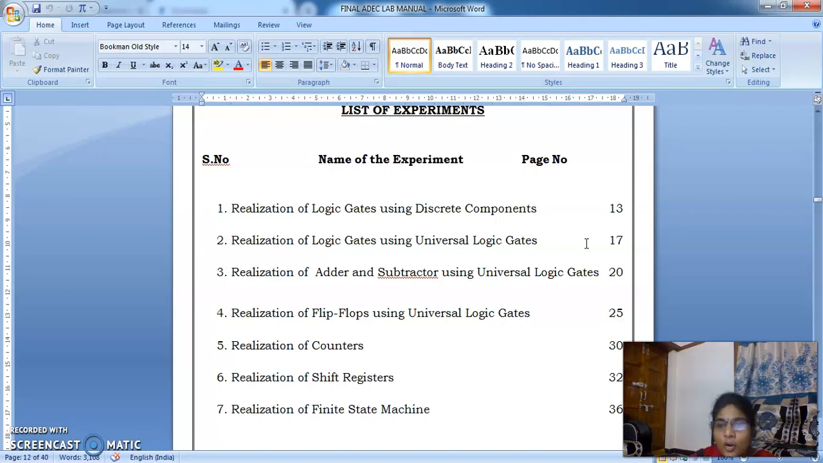Next, realization of counters. Counters are also a kind of sequential circuit. Here we have different types of counters: synchronous counters, asynchronous counters, like that. Here we discuss the up counter and the down counter. The up counter counts the numbers from 0 to n, and in the down counter we decrement the count.